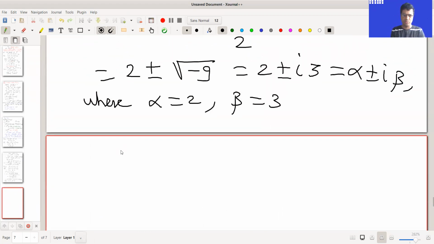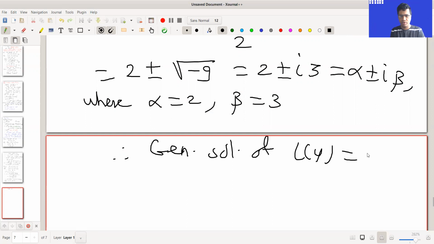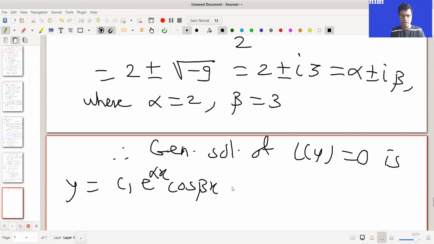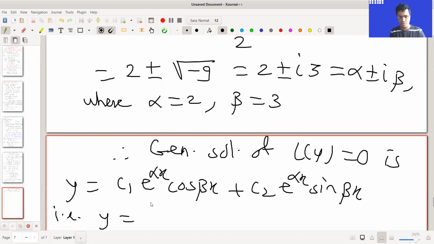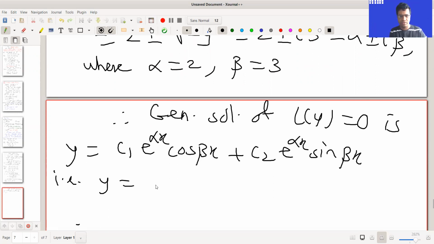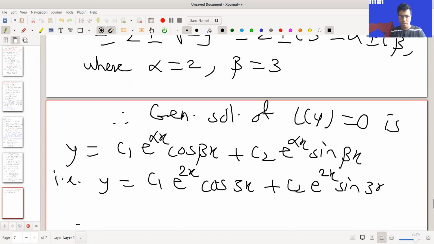Now we can write general solution. General solution of L of y equal to 0 is y equal to C1 e raised to alpha x cos beta x plus C2 e raised to alpha x sin beta x, that is y equal to C1 e raised to 2x cos 3x plus C2 e raised to 2x sin 3x. This is general solution. Thank you.